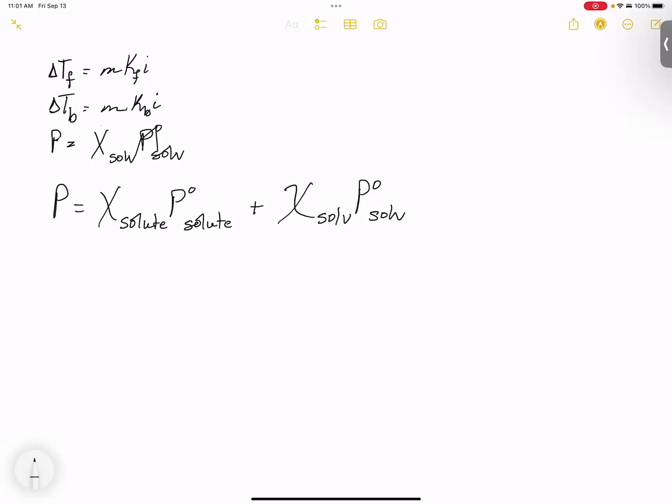Now, there are two equations for the change in pressure. If you have a non-volatile solute, then the pressure is equal to the mole fraction of the solvent times the original pressure of the solvent. If you have a volatile solute, then the pressure is going to equal the mole fraction of the solute times the original pressure of the solute plus the mole fraction of the solvent times the original pressure of the solvent.